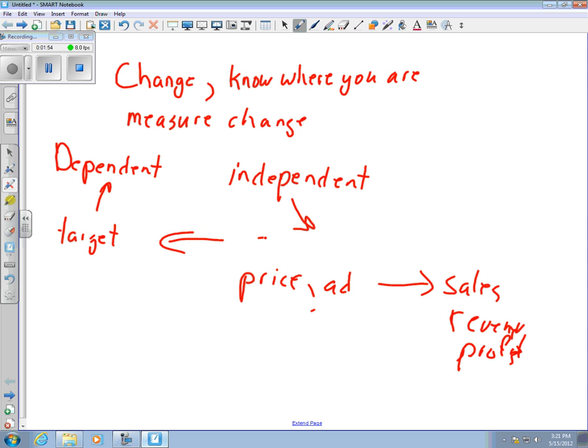So those are the things that you might be interested in, but you don't control profits directly, you don't control sales volume directly, and you don't control revenue directly. What you do control is something else, one of these independent variables, if you control anything.